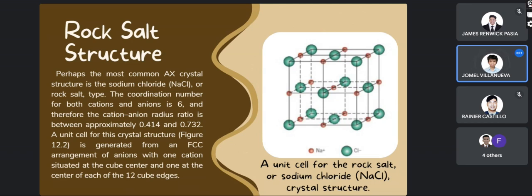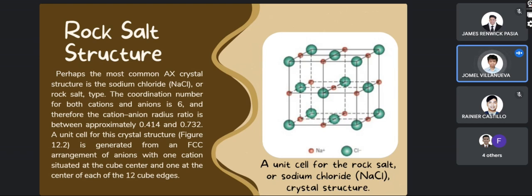Now, what makes rock salt our lesson for this slide? First off, cations and anions, those positively charged and negatively charged ions we talked about before. In the case of sodium chloride, sodium is the cation and chlorine is the anion. The unit cell for this crystal structure, shown in the figure on your right, is generated from an FCC arrangement of anions with one cation situated at the cube center and one at the center of each of the 12 cube edges.